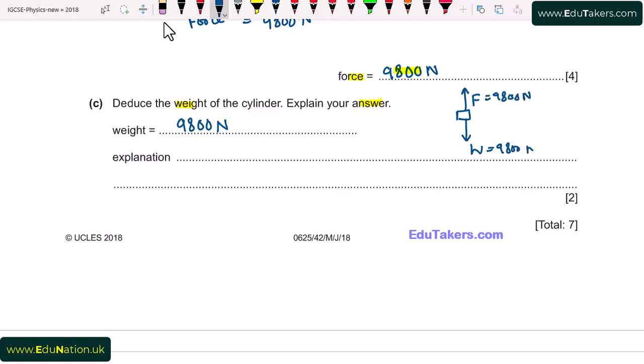Here it is 9800 and it is also 9800 Newton. So both of these are equal and in opposite directions and both of them cancel each other and the resultant force is equal to 0. So I write here: resultant force is equal to 0 because upward and downward forces are equal.